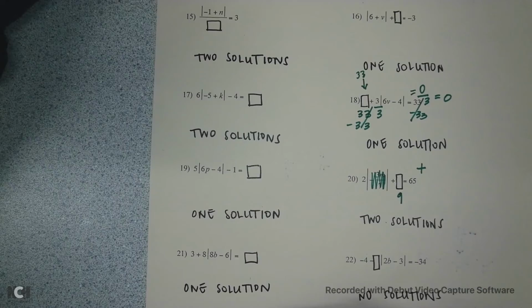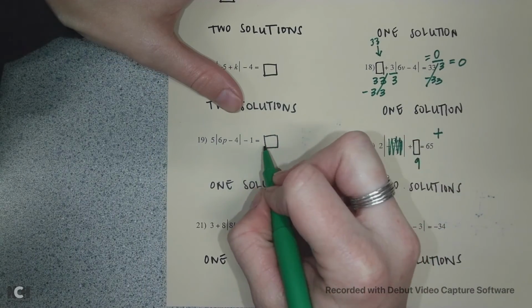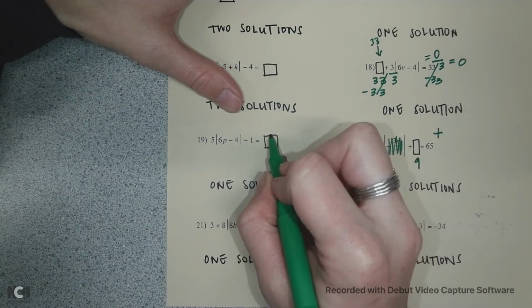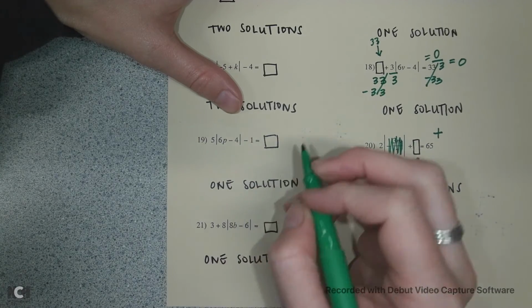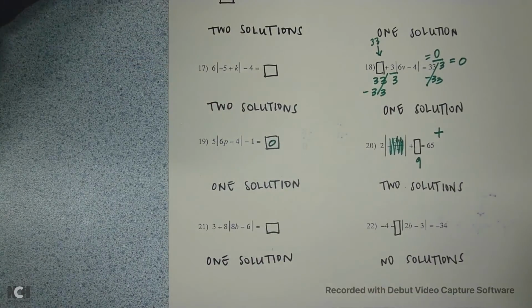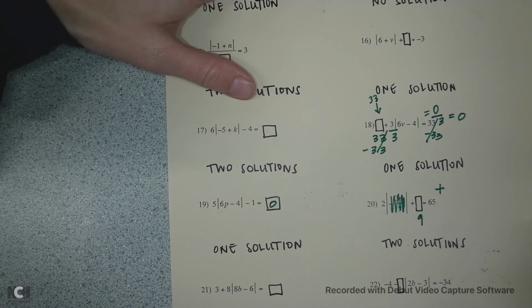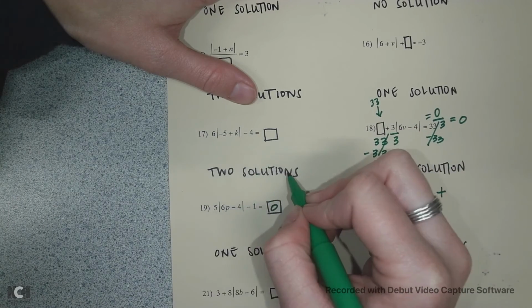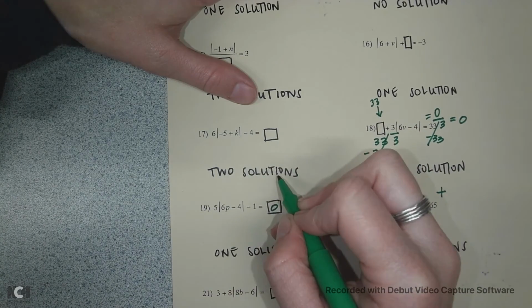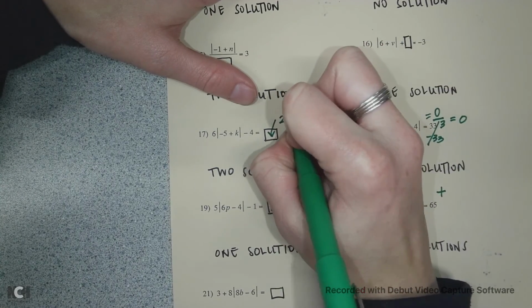Let's look at number 19. On number 19, we are trying to figure out what could go here that would give me a 1 solution. So 1 solution has to be 0. That one's a little bit more of a giveaway. And then let's look at 17. So on 17, we need a 2 solution. So a 2 solution answer needs to make sure that it's a positive. So like positive 24.